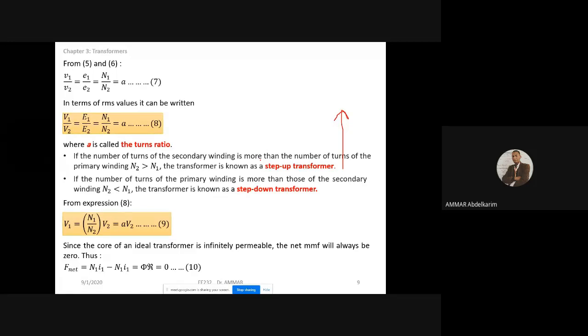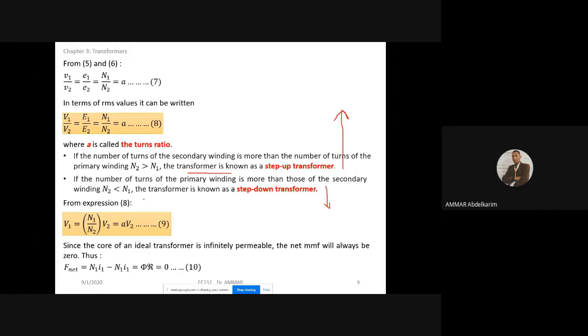Elevator, we can call it elevator, because it increases the level of the voltage. At the same time, it decreases the level of the current. We are going to see it later. If the number of turns of the primary winding is more, so N2 less than N1, this transformer is called step down, which decreases the level of the voltage.